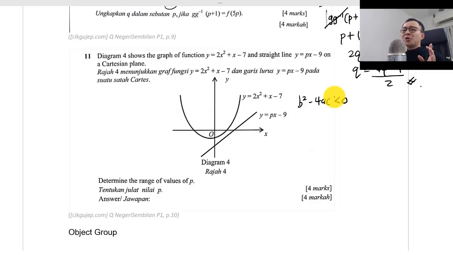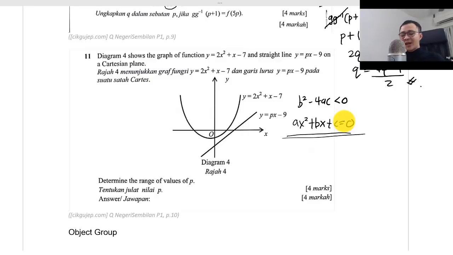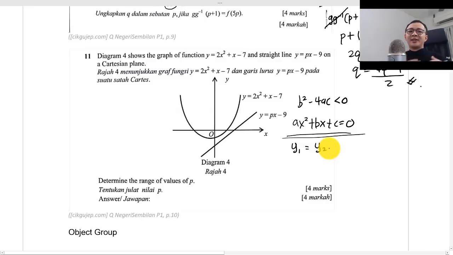Alright, in order to do b squared minus 4ac, as I said in the last lesson, you need to make sure you have the general quadratic equation, ax squared plus bx plus c equals 0. So how do we get this equation? You realize the general equation doesn't have y in it. We only have x squared, x and a number. So this hints that you need to do simultaneous equations. You need to sub y1 into y2, that means you sub both equations together to make it in terms of x.